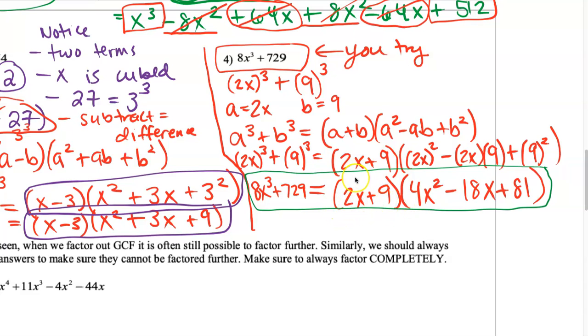You should have had one factor of 2x plus 9 times a second factor with 3 terms of 4x squared minus 18x plus 81. This is because 8 is 2 cubed. So the first expression can be thought of as 2x cubed. And 729 is 9 cubed. So the second expression can be thought of as 9 cubed. So the a, so to speak, was 2x and the b was 9. So I just plugged those in where the a and b go in our formula and simplified from there.